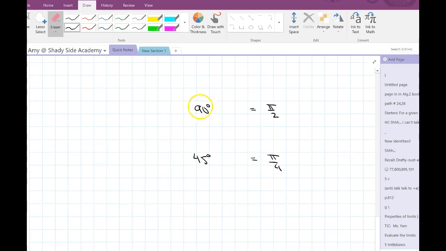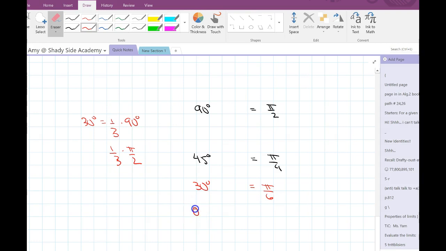And let's see, if 90 degrees is pi over 2, let's go to the side here. 30 degrees is a third of 90 degrees, right? So what would a third of pi over 2 be? Because I want to convert 30 degrees to a radian measure. Well, 1/3 of 90 is 30. What's 1/3 of pi over 2? Yes, 30 degrees is pi over 6 radians.